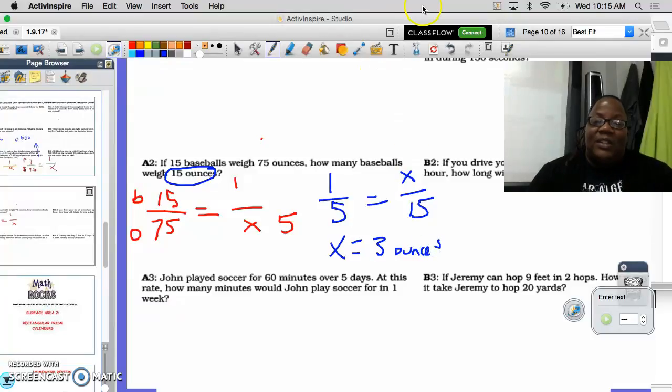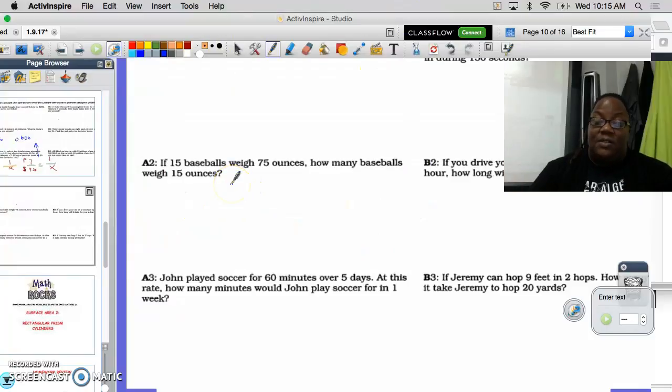All right, so for the next one, as you can see, this is how we're doing it. You have to set up the unit price, and I prefer for you to do it in proportional reasoning to show your work. And once you figure out the unit price, you can apply the next increment of whatever item or object it is asking you to. So first, let's find the unit price of whatever it is that we're measuring here. John played soccer for 60 minutes over 5 days. At this rate, how many minutes would John play soccer for in 1 week?